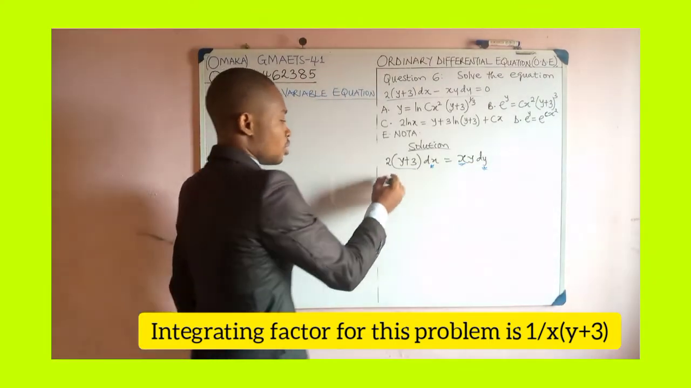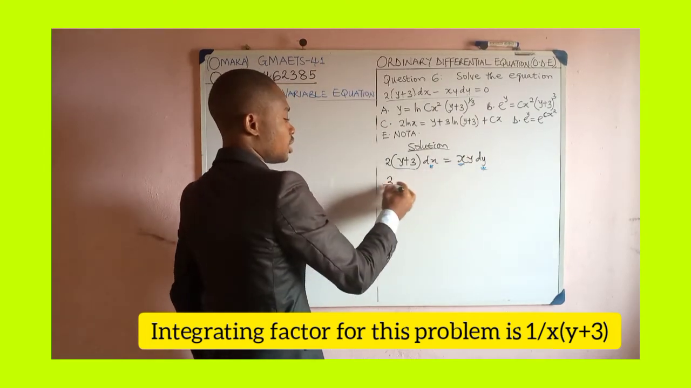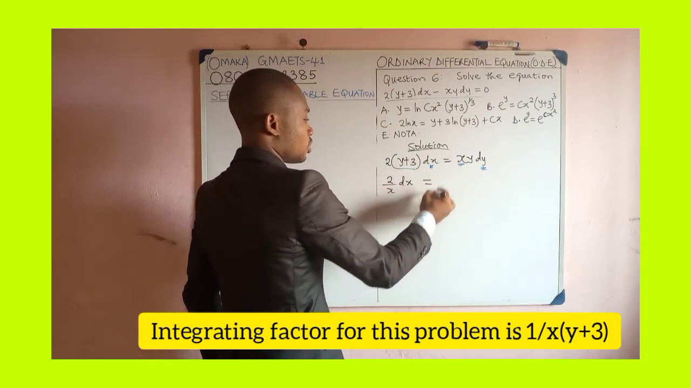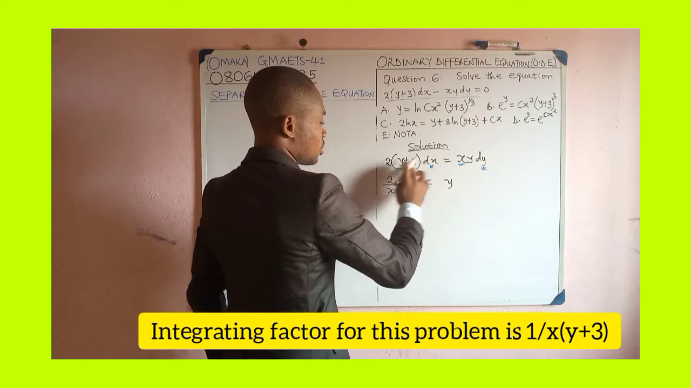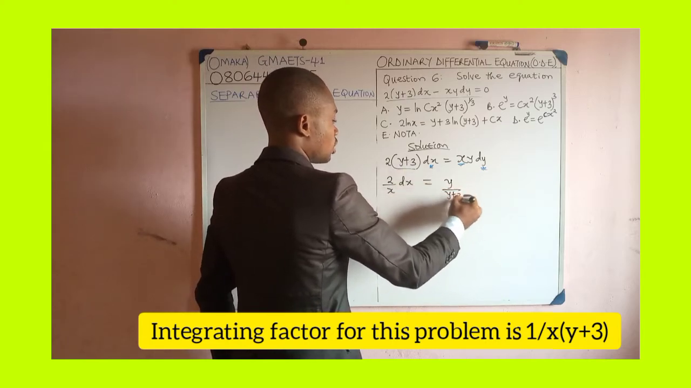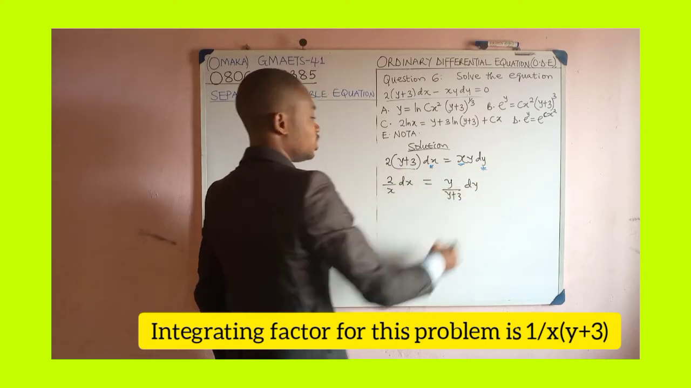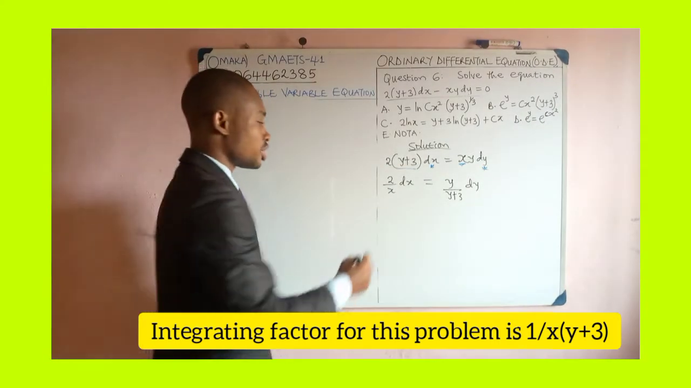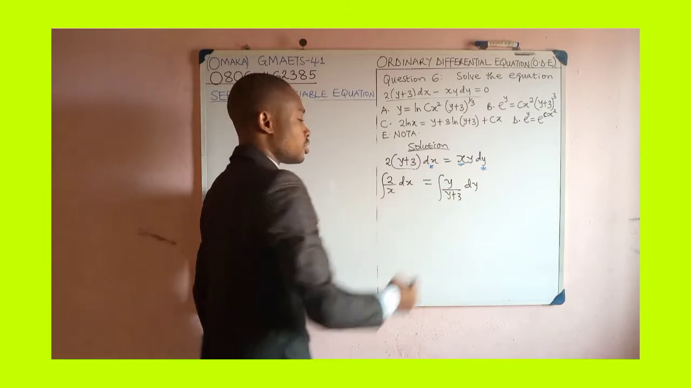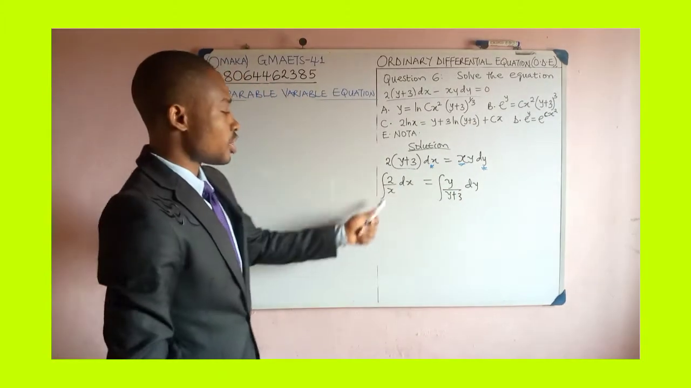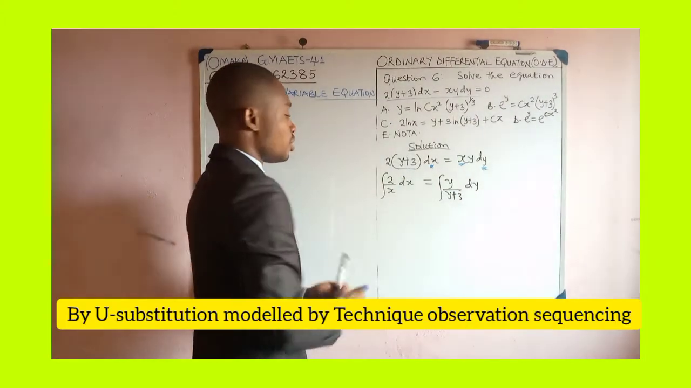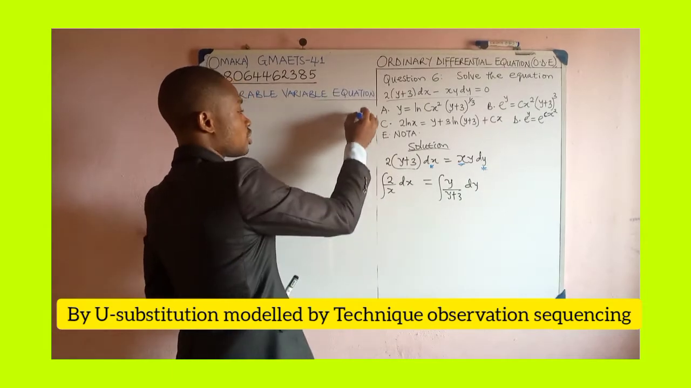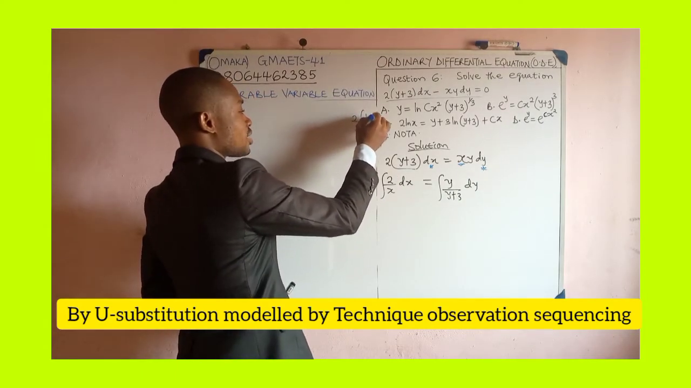So let's do that. We'll be left with 2. This x will come under dx equal to, we'll be left with y. This y over y plus 3 will go under, and they have dy. So we've separated. We can now do our integration. Introduce the integral sign. So this term here, if you integrate it, it's the same as bringing out the constant 2, then the integral of 1 over x dx.